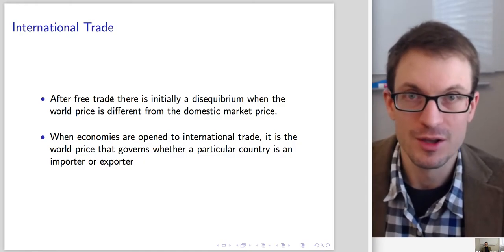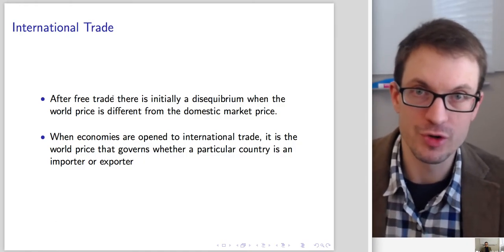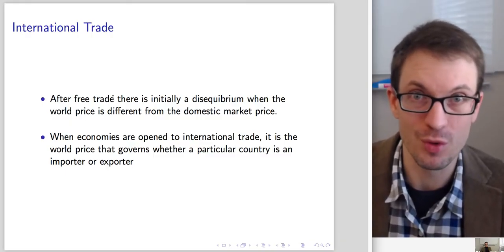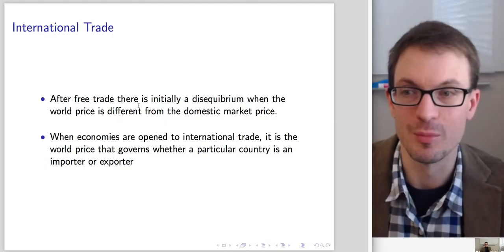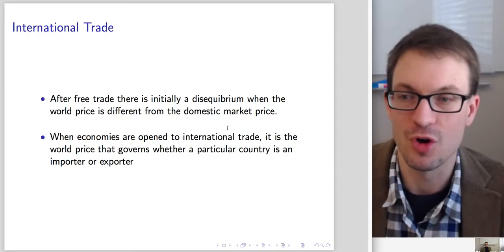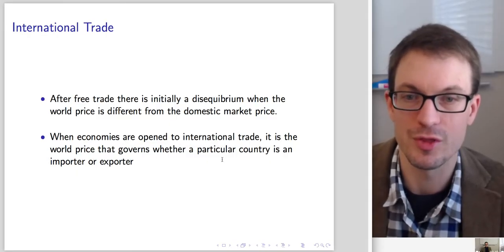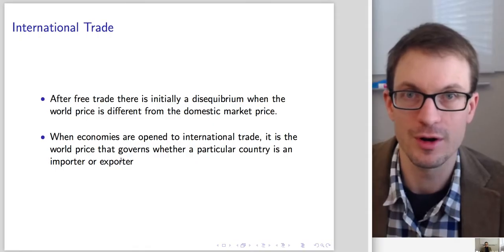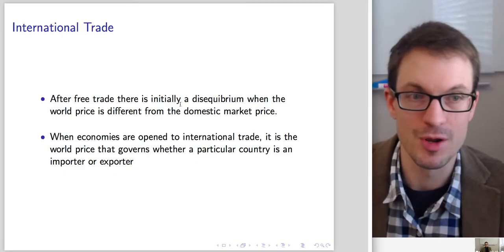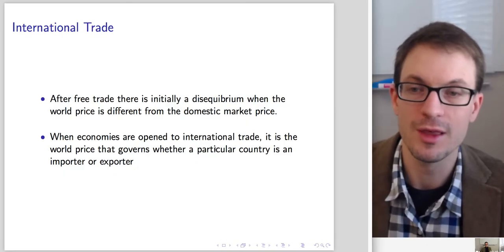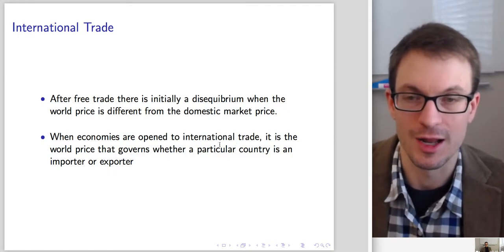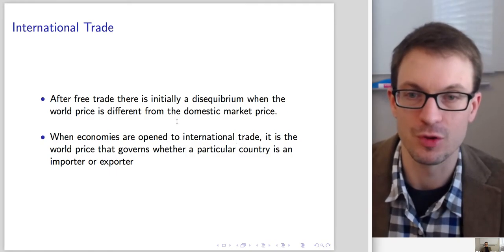After free trade, we open up the borders to trade. We allow trade to occur. What's going to be the price? Well, the price is going to be the world price. So there's initially a disequilibrium where the world price is different from the domestic price. And when the economy's opened up, it's the world price that governs whether a particular country is an importer or exporter. The economy is going to respond and satisfy this disequilibrium by either importing or exporting until the price that trades are happening at in the domestic economy matches the price for the rest of the world.